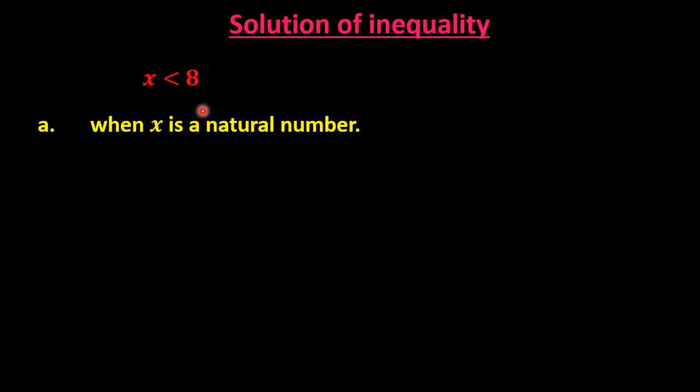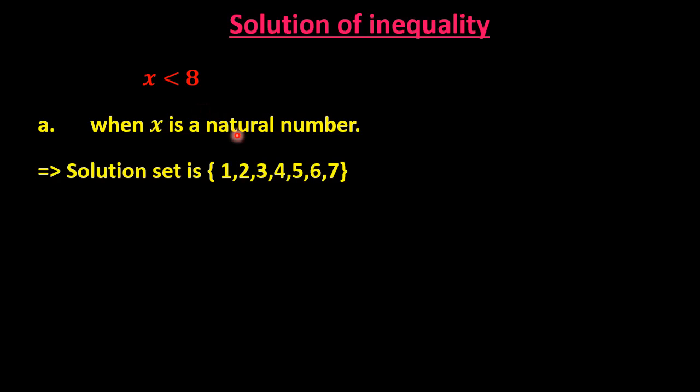When x is a natural number, all the natural numbers which are less than 8 are the solution of the linear inequality. So the natural numbers less than 8 are 1, 2, 3, 4, 5, 6, 7, up to 7. So we can write here the solution set is within curly brackets: 1, 2, 3, 4, 5, 6, 7.